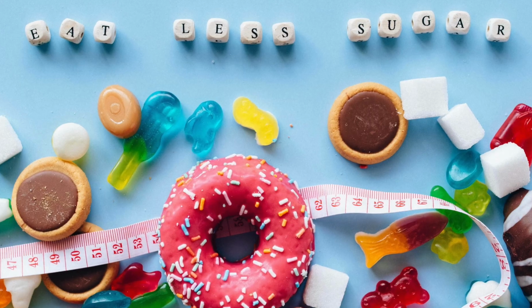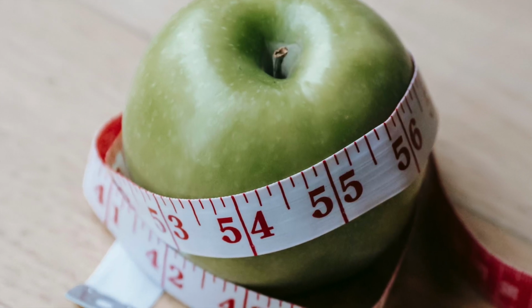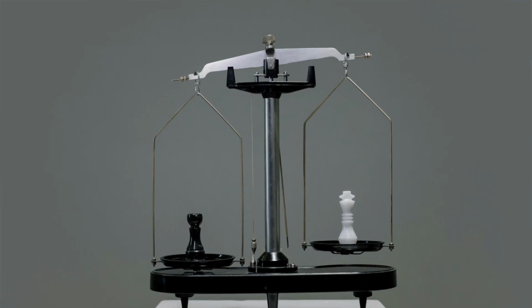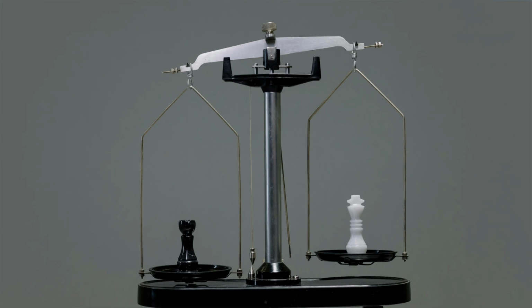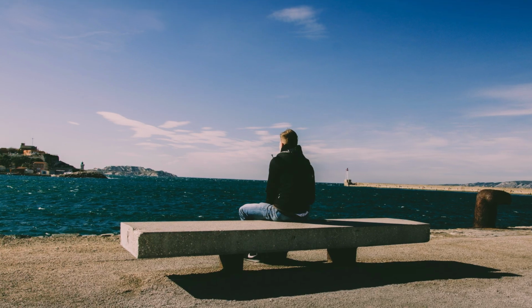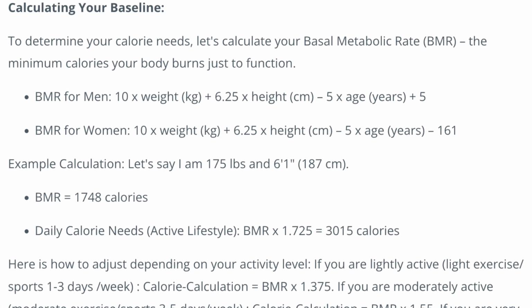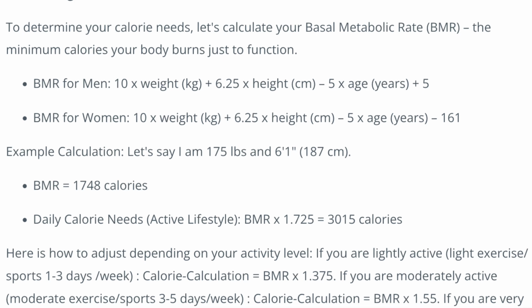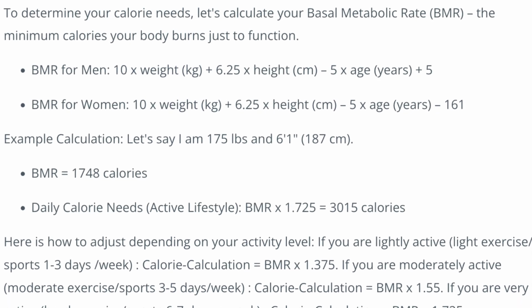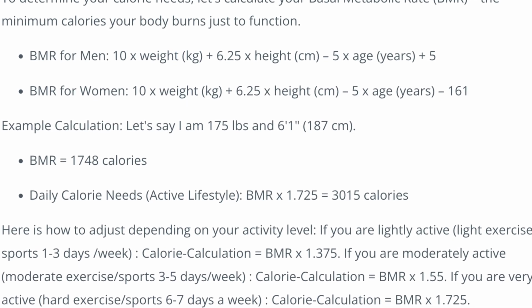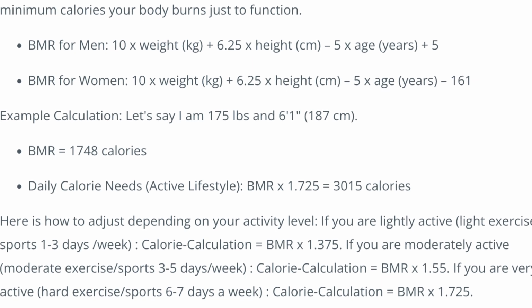First, let's talk about calories. You might have heard about it, but it's crucial. You need to create a calorie deficit. That simply means that you need to consume fewer calories than you burn through the day. To determine your calorie needs, you've got to calculate your basal metabolic rate, or BMR. That's the minimum calories that your body burns just to function. There are two different equations depending on if you're a man or a woman. They're almost the same, but slightly different because our bodies are different. I will put the exact equation in the description of this video so you can calculate it for yourself.